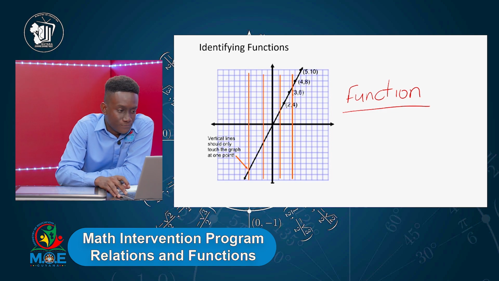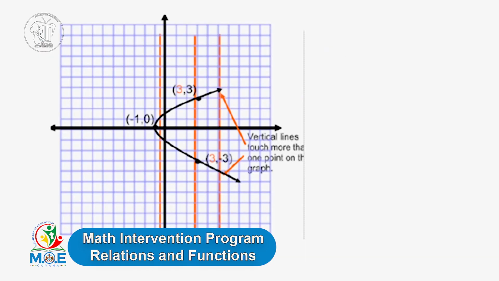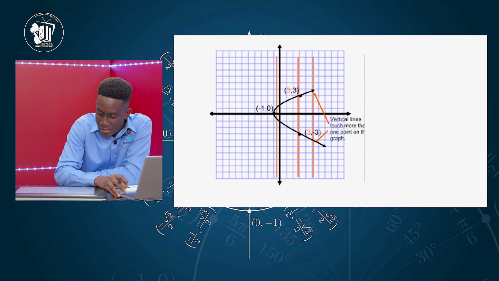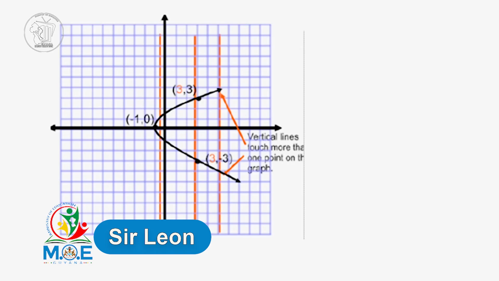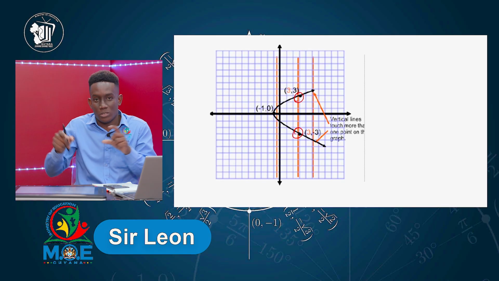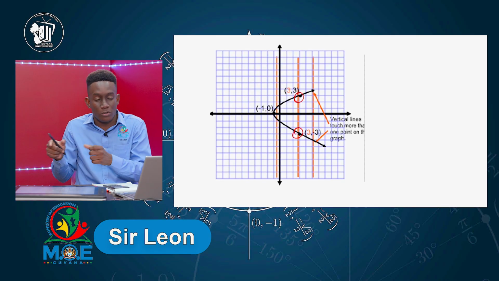Let's look at another one. Let's look at this graph. In this case, we have a parabola, but it's not an ordinary parabola. It's open across the x-axis. So let's see if this graph is a function. As you can see, based on the vertical lines, we have this red line passing through this point and this point. So it passes through 2 points on the graph.